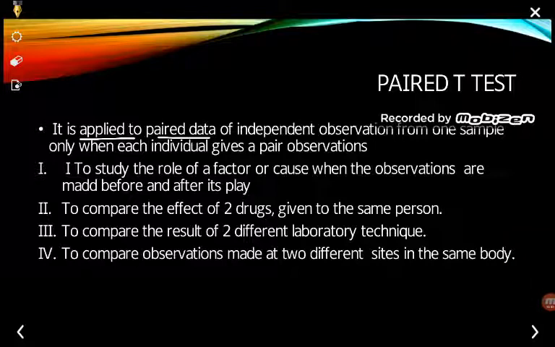Of independent observation from one sample only, when each individual gives a pair of observations. Next, where to apply or why to study the concept, that is the paired t-test. So after understanding the concept of the paired t-test, where is it to be applied? It can be applied to study the role of factors or causes when the observations are made before and after its play.